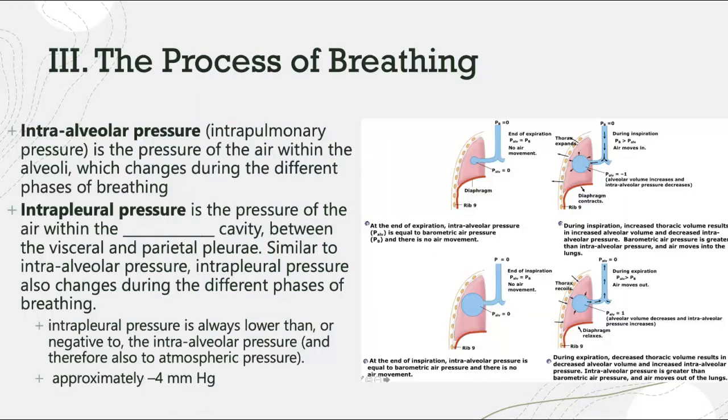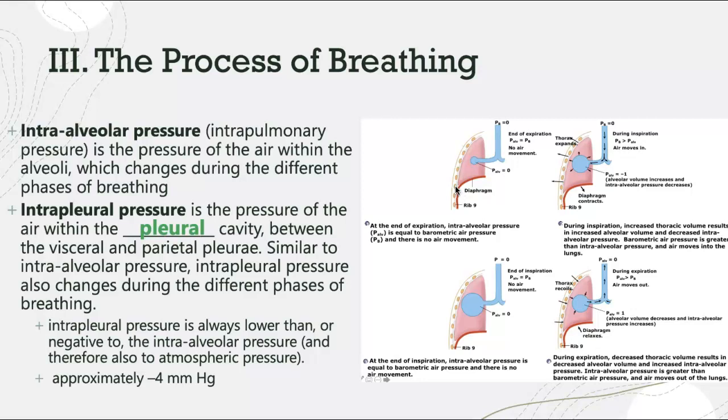Now that we know Boyle's law, let's talk about our process of breathing when it comes to pressures. So first, let's discuss the intraalveolar pressure, which is the pressure of air that we have within the alveolus itself. This is going to change due to our different breathing phases. This is also called our intrapulmonary pressure, whereas we have our intrapleural pressure, that is going to be the pressure of the air within our pleural cavity. Remember, that is found between our parietal pleura and our visceral pleura.